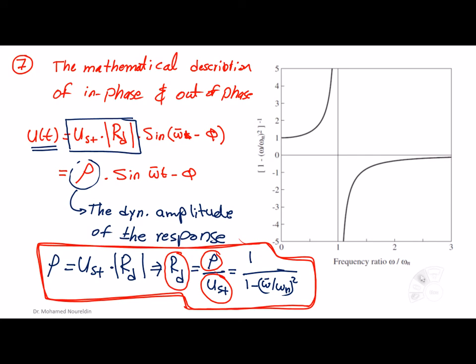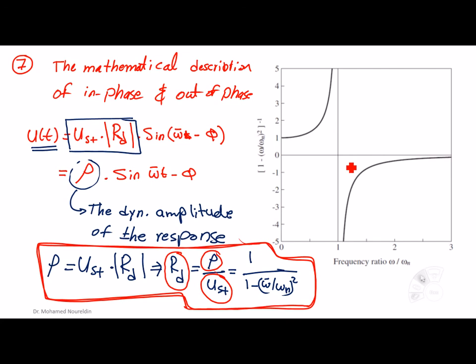Okay, based on this understanding and these equations, we can go to the next hint, which is related to what we have explained before. It is from the same figure. We're going to find that when omega bar over omega n is very small, meaning we are here, near 0, what are we going to find? We're going to find RD equal to almost 1.